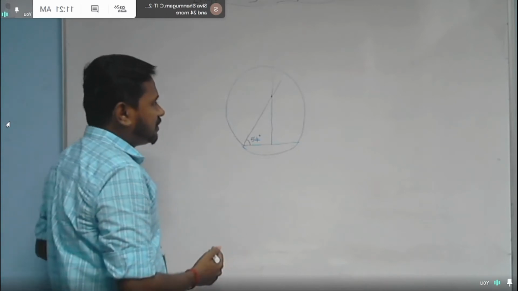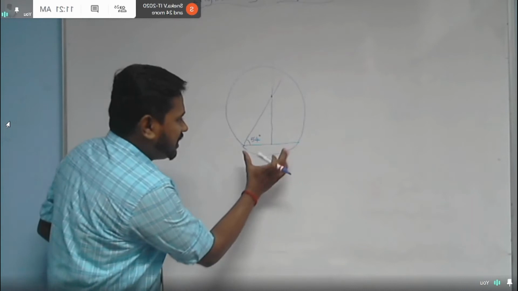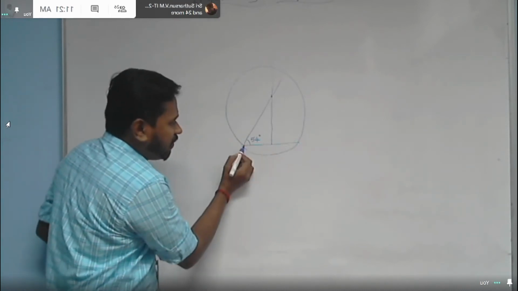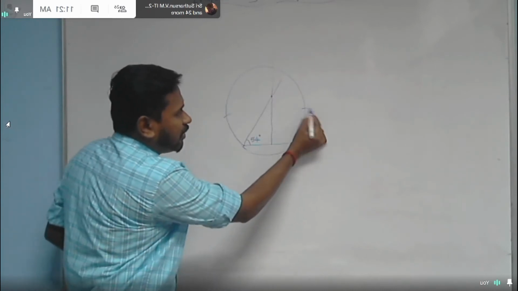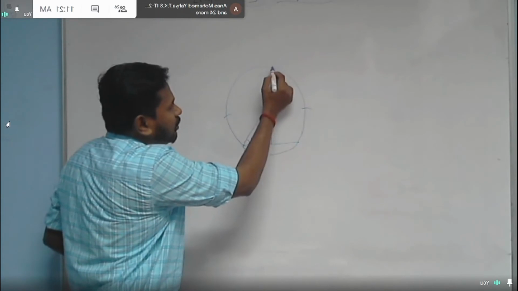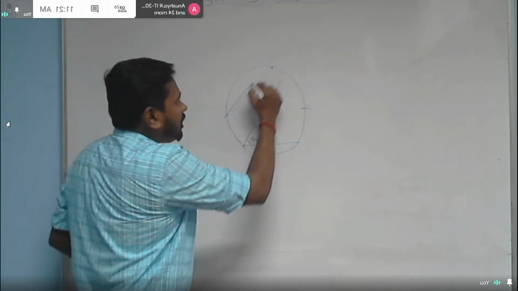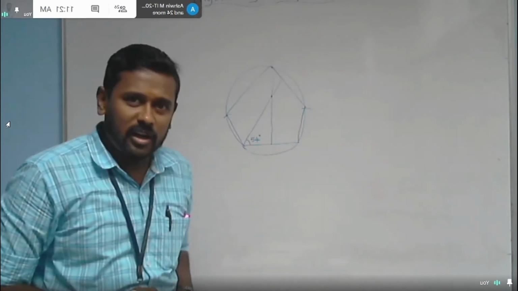After that, just take a measurement in your compass as the side length of the pentagon. From this end cut one arc, and from that end cut another arc, and the midpoint of this line also provides you one point. When you connect all these points, you will get the regular pentagon.